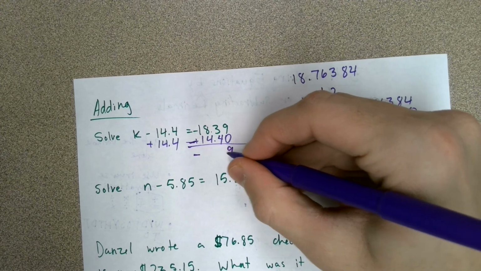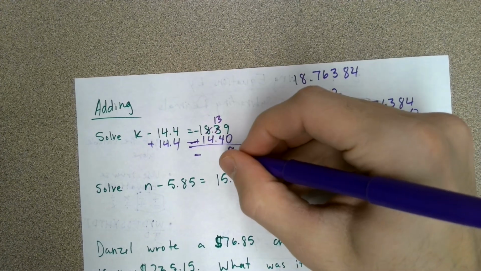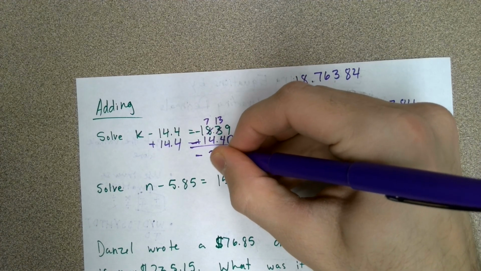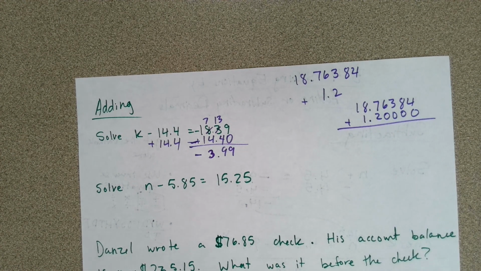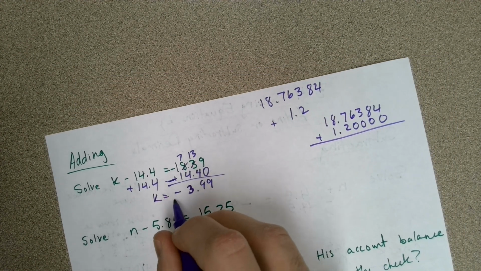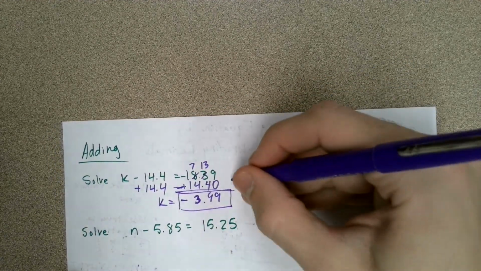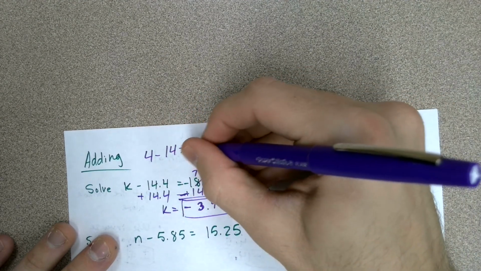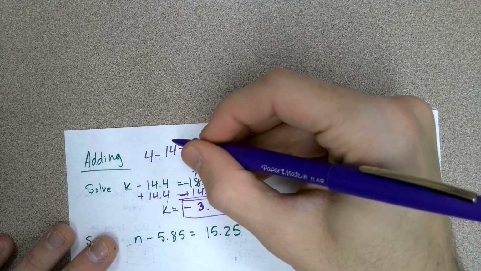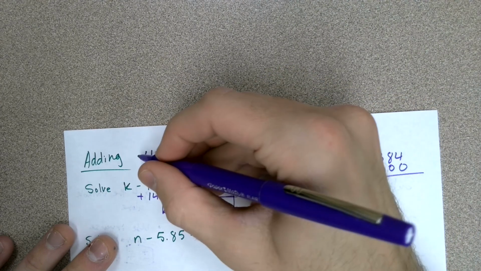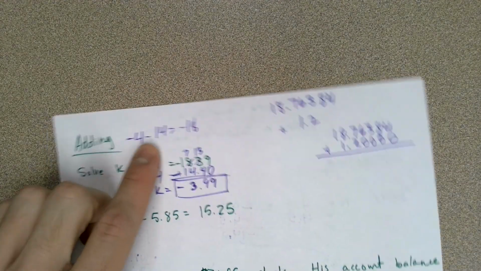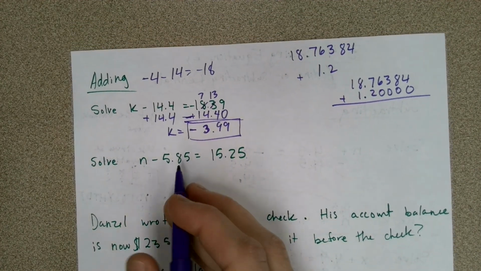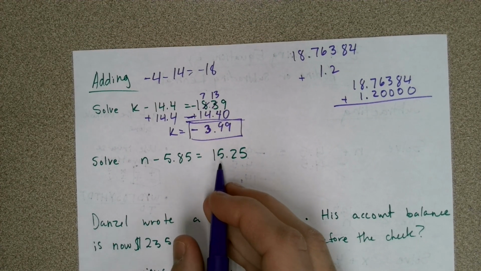So I look here, I got 9. Make that 13, 9. Make this 7, 3. 3.99. Negative 3.99 is what k equals there. We could double check that by plugging it in quick, or we could also estimate. This is about 4 minus this is about 14 equals about negative 18. Oh, negative 4. Excuse me. This is about negative 4. Negative 4 minus 14 would be about negative 18. Checks out.